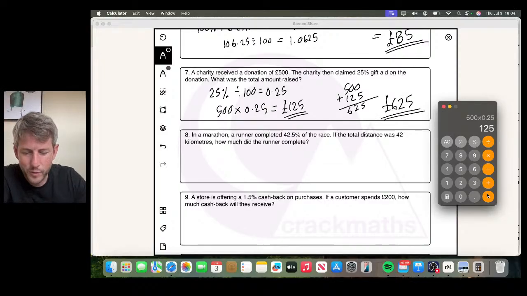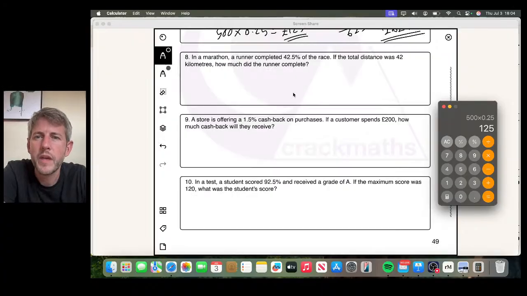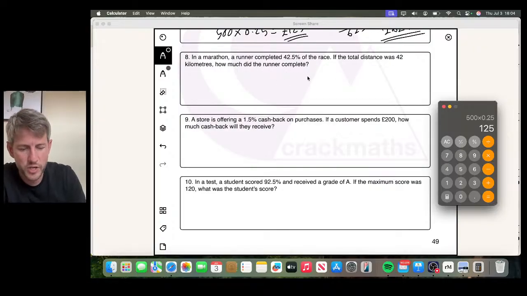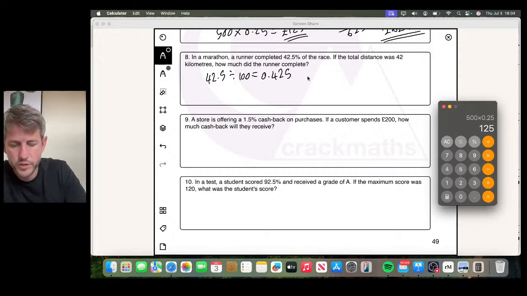Okay, right. Question 8. In a marathon, a runner completed 42.5% of the race. If the total race was 42 kilometres, how much did the runner complete? Okay, so we want 42.5% of 42. So we're going to do 42.5 divided by 100, and that will give us 0.425. And then we'll do 0.425 multiplied by the amount.